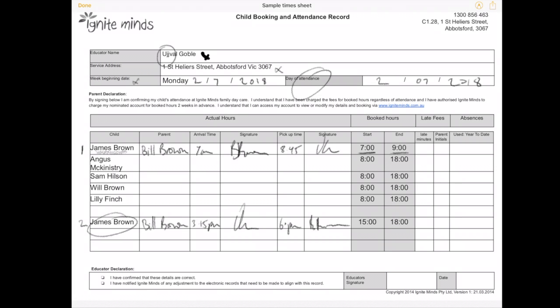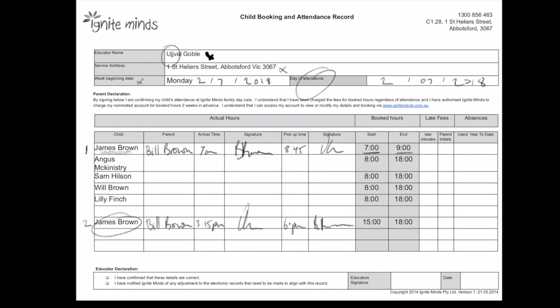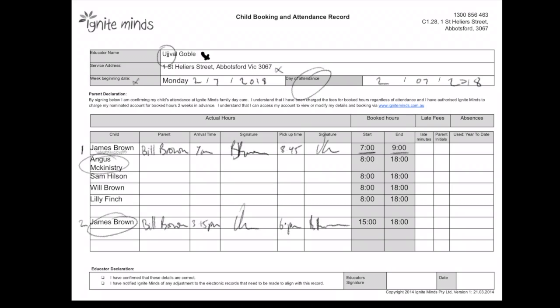So the different type of charge you'll see is like what we've got here with Angus McInnestree. Angus, his booked hours is 8 a.m. until 6 p.m. So Sarah Moore is Angus's mother, and Angus arrives at 8:15 a.m. and Sarah signs him in, and then he is picked up at 6 o'clock. And Sarah signs him out again. So pretty straightforward. You can see he's in.